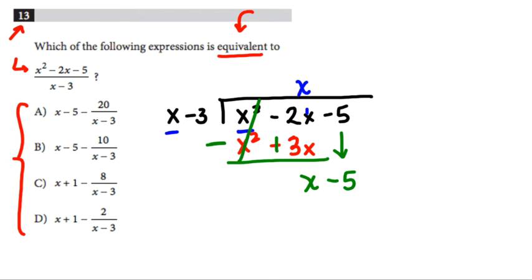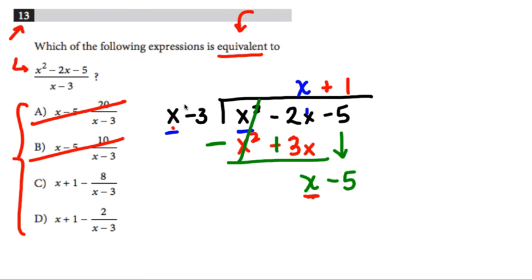All right, then I go back and I look at this term. X times what gives me x? Hopefully you're saying 1. So I'm going to put a plus 1 up here. Again, now I'm going to get rid of these guys because I know my answer is going to have an x plus 1 in it. All right, I'm not done though.